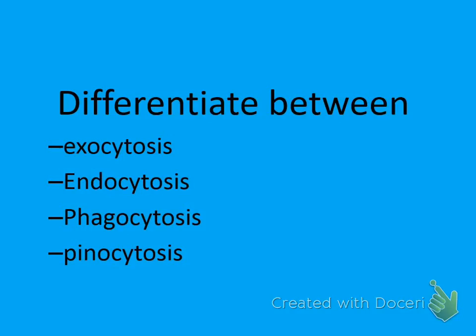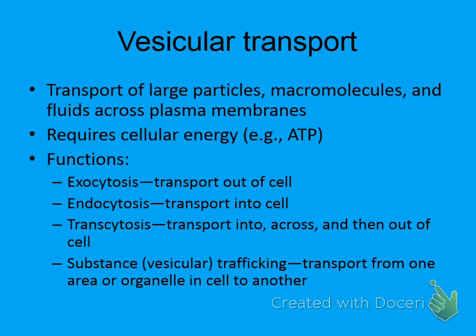Phage comes from phage, which means to eat. So this is cellular eating, phagocytosis. Pinocytosis is cellular drinking. Pino is small, right? So those are what we look at with that. We use this with vesicular transport.